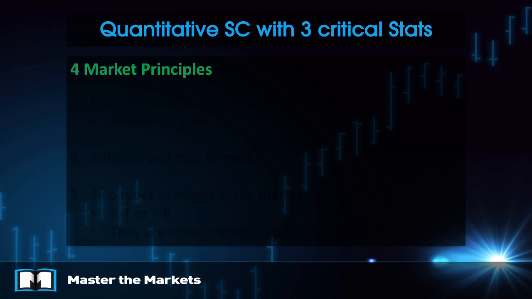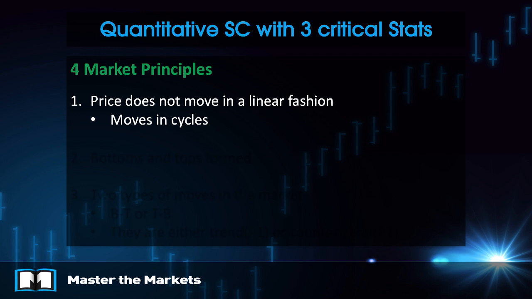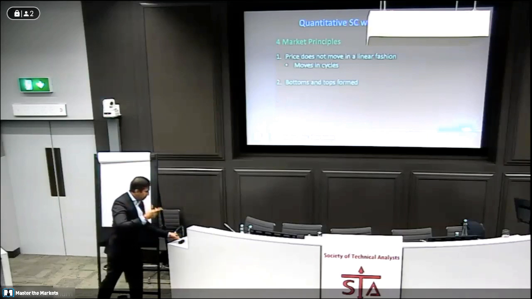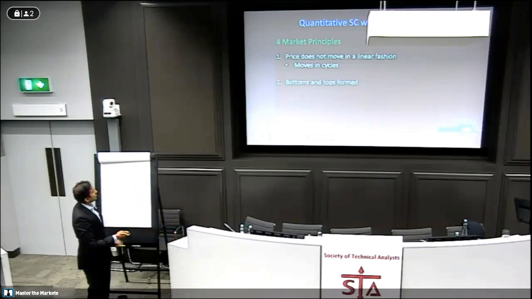Now, the second point is that if it does not move in a straight line, how does it move? Cycles, exactly, right? So it moves in cycles. Now, because it moves in cycles, number 2 happens. Bottoms and tops are formed in the market, right? That's the second point. Very simple point, but you'll see how we develop it further.